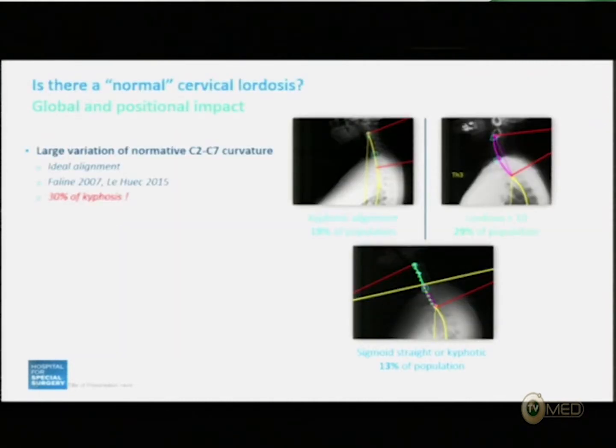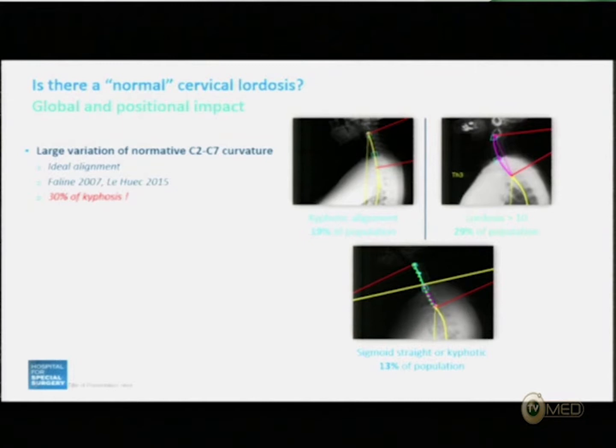So now let's talk about the normal cervical lordosis. First, I don't like the term cervical lordosis because I think it doesn't make sense. It doesn't make sense because in the asymptomatic population, 30%, so not 13, 30, of the subjects have a kyphotic cervical spine. So for one third of the normal population, the cervical spine is in kyphotic alignment. So let's talk about cervical curvature, not lordotic or kyphotic.